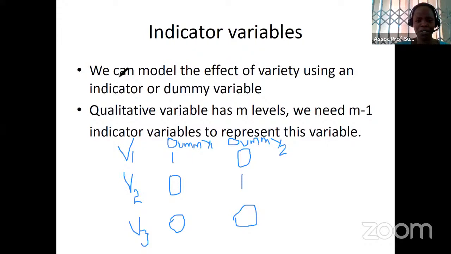There are some questions here in the Q&A. Can I use regression to test interaction effect of predictor variables? Yes, you can. You can use regression to test for interaction.